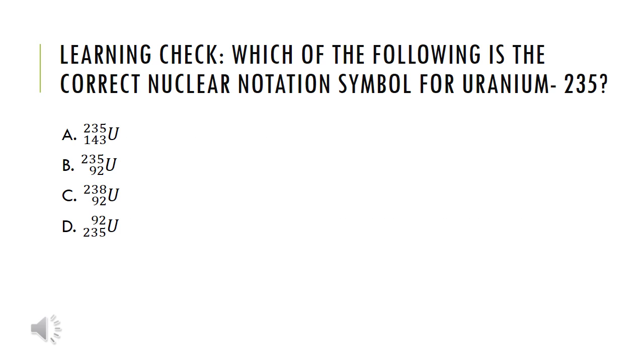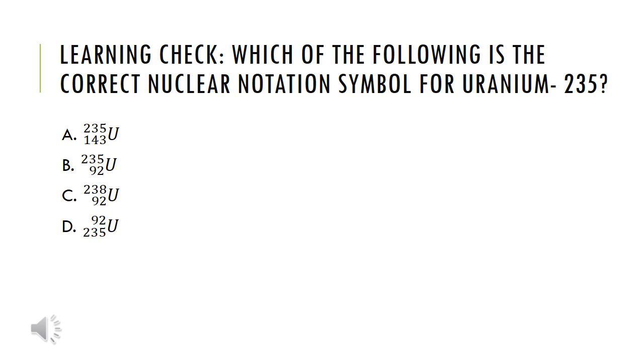All right, learning check. Let's see if you're paying attention. So which of the following is the correct nuclear notation symbol or isotope symbol for uranium-235? So take a second, maybe pause the video and see if you can figure this one out. Okay, do you think you got it? The correct answer is B.